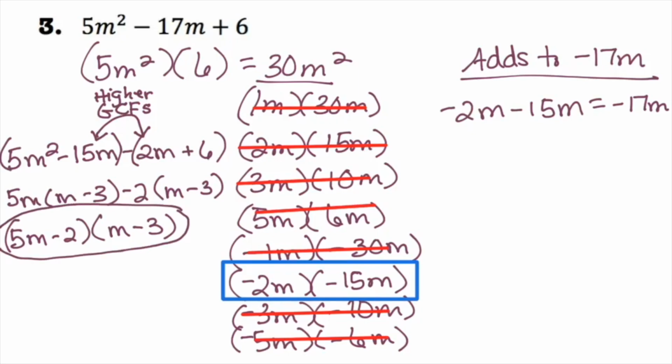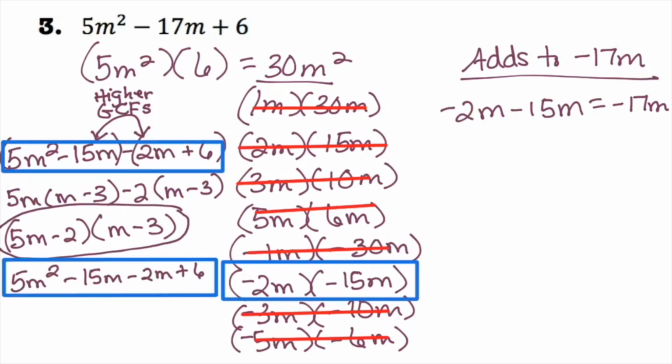You can also check your work. So if we were to multiply it back again, you'd have 5m times m is your 5m squared. 5m times negative 3 is negative 15m. Negative 2 times m is negative 2m. And negative 2 times negative 3 is positive 6. And that matches the original before we did our grouping. So we know we have the right answer. And make sure you check your work.